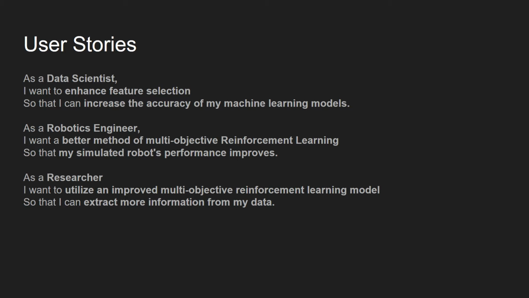So as a data scientist, I want to enhance feature selection so that I can increase the accuracy of my machine learning models. And as a robotics engineer, I want a better method of multi-objective reinforcement learning so that my simulated and real robots' performance improves. And as a researcher, I want to utilize an improved multi-objective reinforcement learning model so that I can extract more information from my data than was previously possible.